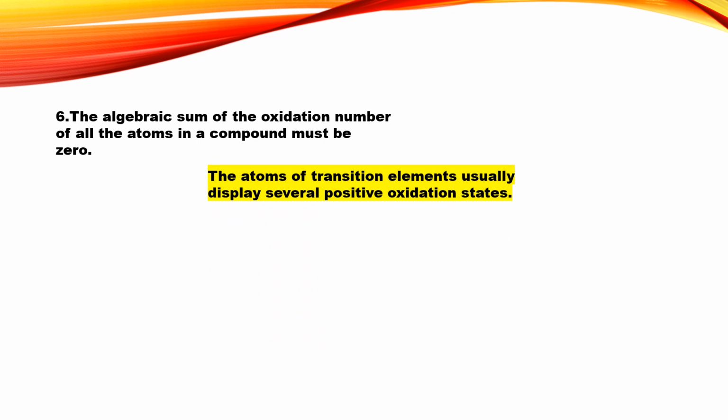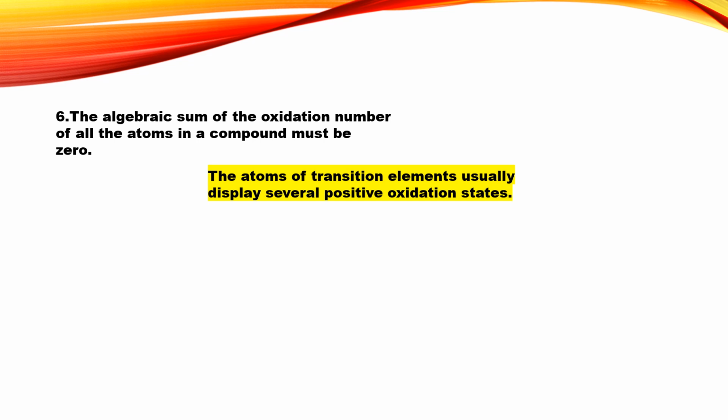You need to remember this particular sentence. The atoms of transition elements usually display several positive oxidation states or oxidation numbers. Okay, they are showing more than one oxidation number. So now you can see transition elements are in the periodic table in group 8. So we'll discuss it afterwards.